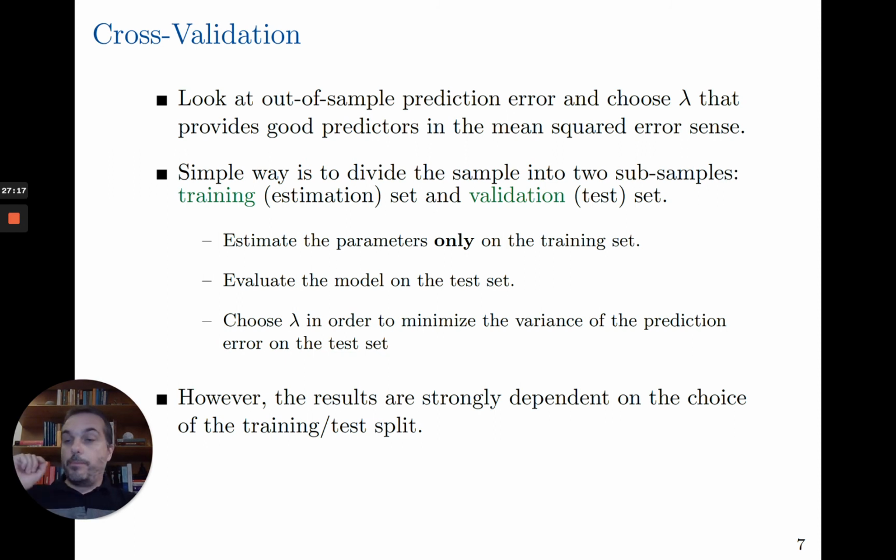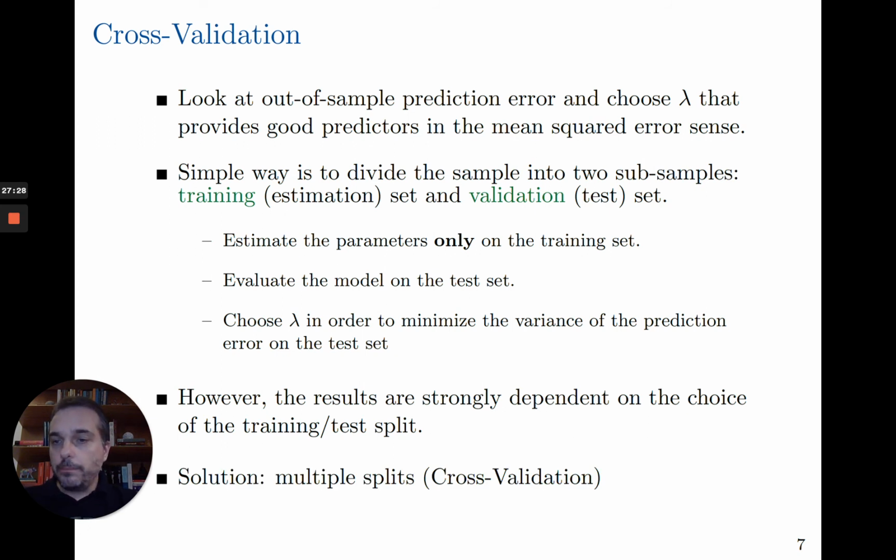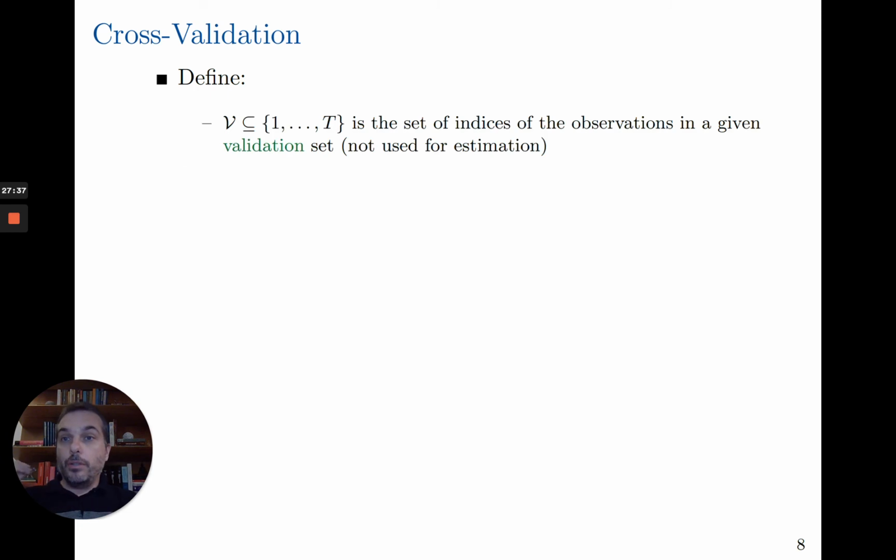Okay? The problem is that the results are strongly dependent on the choice of this training-test split. Okay? Solution: let's do multiple splits. So I'm not going to divide in 2 parts, I'm going to divide in many parts. Okay? So let's define a set calligraphic V that will be a set of indexes of your observations that we are going to use in the validation set. So these observations, we are not going to use them to estimate the model.